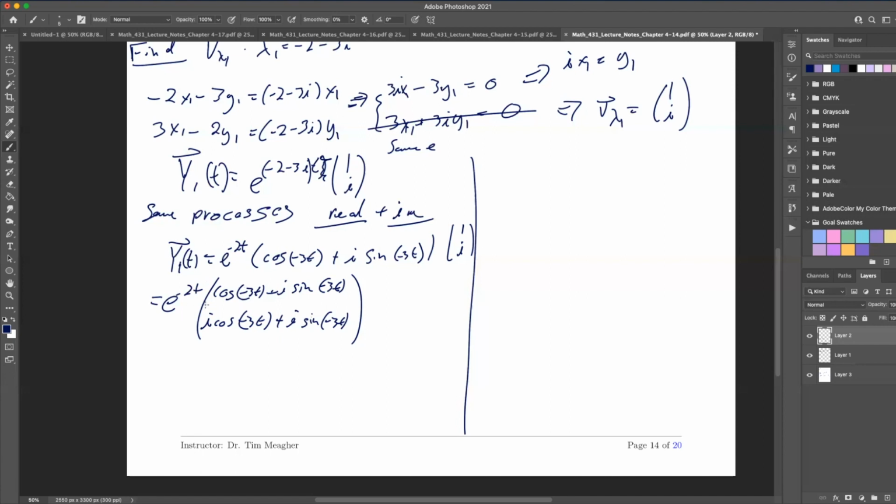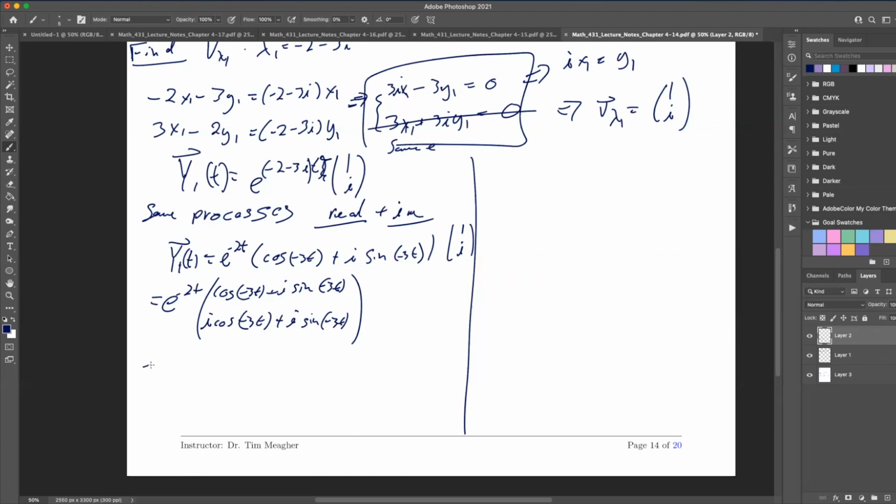I could use the fact that cosine is even and sine is odd and pull out the negatives, right? I'm just going to leave it in for now because most of the time you're going to choose the positive version. I chose the negative version for this, just to make this clear to you guys.